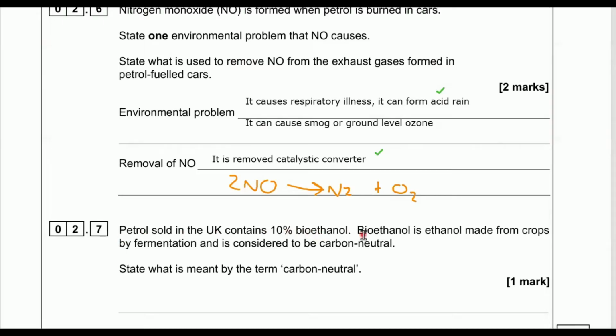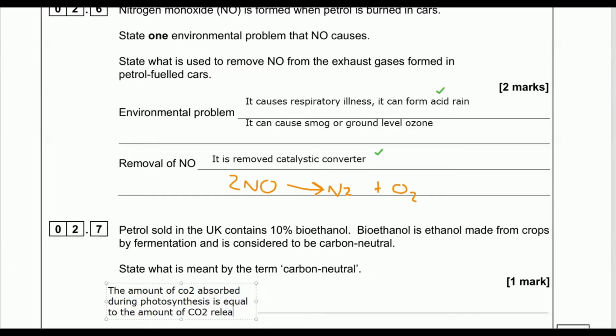Right, 2.7. I think this is the final question. Petrol sold in the UK contains 10% bioethanol. Bioethanol is like alcohol that's made from crops by fermentation and is seen as carbon neutral. State what's meant by the term carbon neutral. So a carbon neutral crop is one that, when it photosynthesizes, absorbs CO2. So 6 molecules of CO2 are absorbed during photosynthesis.